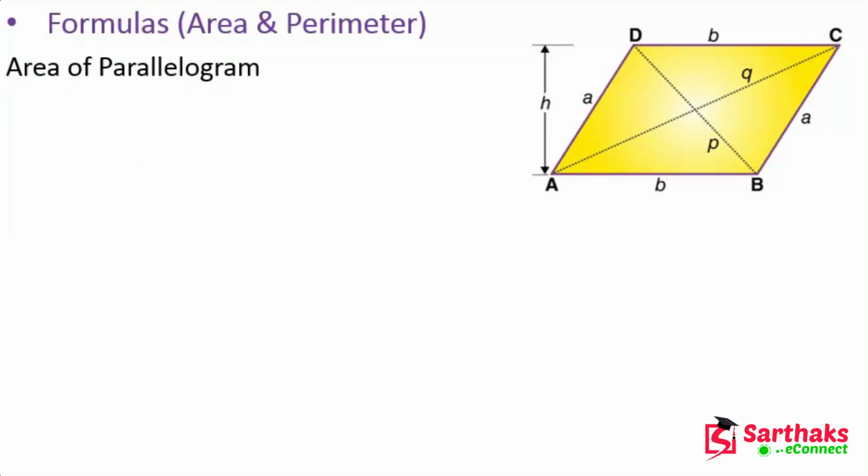Now let's see the formulas. We are going to see the area of a parallelogram and the perimeter of a parallelogram. The area of a parallelogram is the region occupied by it in a two-dimensional plane. Here is our parallelogram ABCD, and AB is the base, and this is the height. Height is the distance between the two parallel sides.